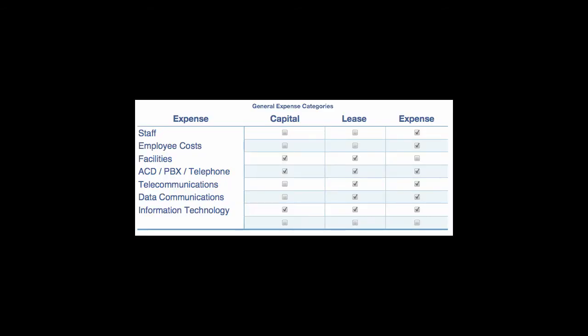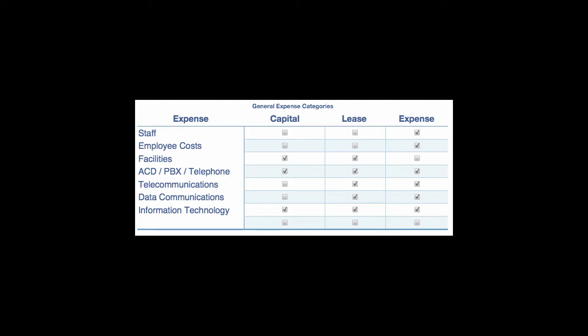So first of all, we've grouped them into 7 major categories, and they are staff, employee cost, facilities, your ACD PBX telephone system, telecommunications costs, data communication costs, and finally information technology. So we'll dive into each one of those as we go through the session.